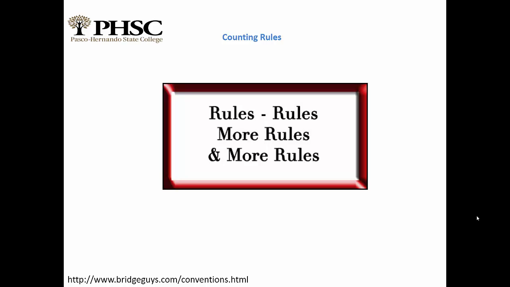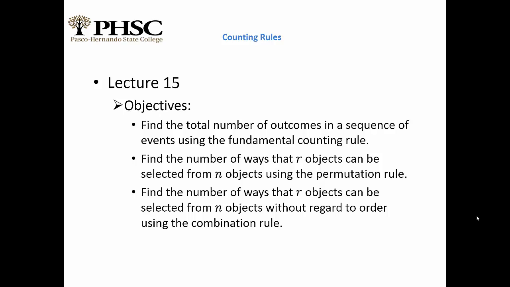So when we do probability, there are obviously rules and rules and rules, right? But they make finding the probabilities of what we're looking for easier to find. So we have several objectives. The first thing is we're going to find a total number of outcomes in a sequence of events, and this is going to be using the fundamental counting rule.